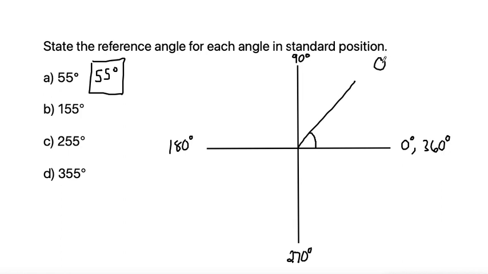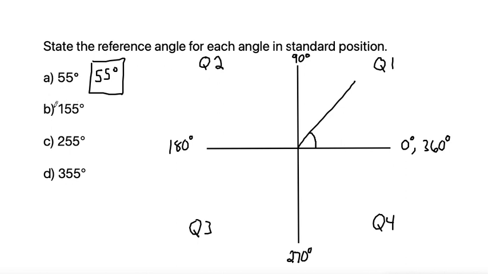So this is quadrant 1, quadrant 2, quadrant 3, and quadrant 4. Any angle with the terminal arm in quadrant 1, the reference angle is equal to its angle in standard position, because your angle in standard position always starts at 0 and goes up to the terminal arm. If you haven't passed 90 degrees, that's going to be your reference angle.